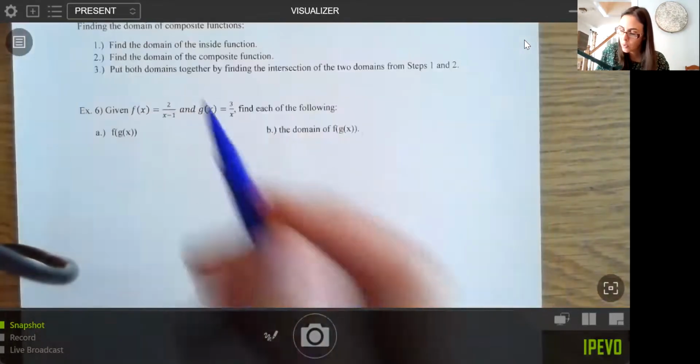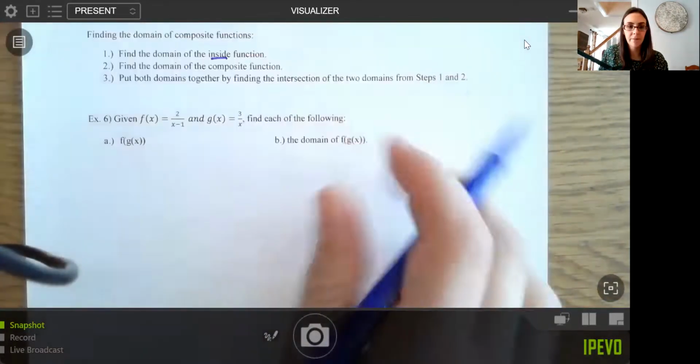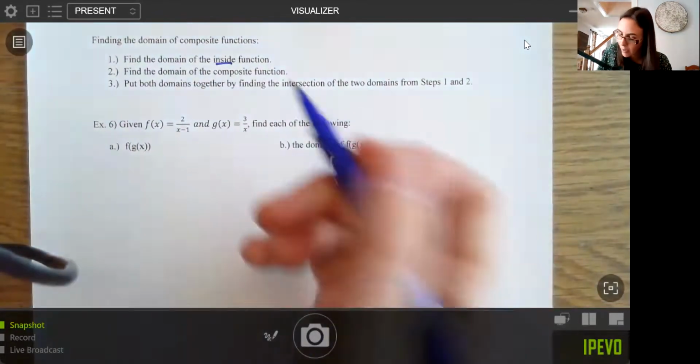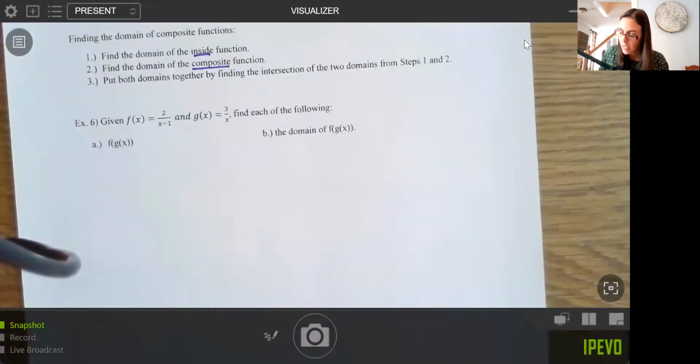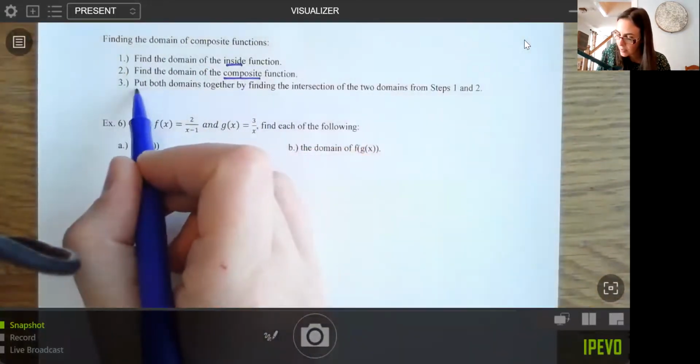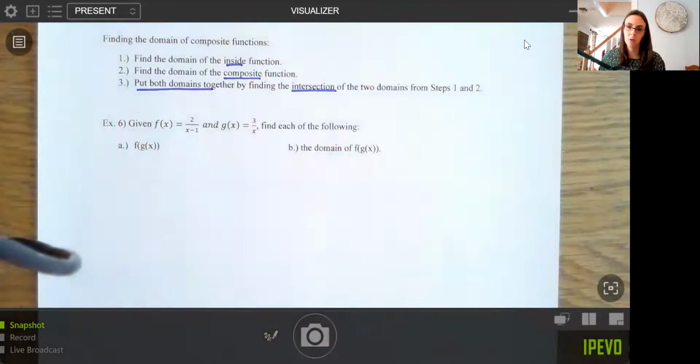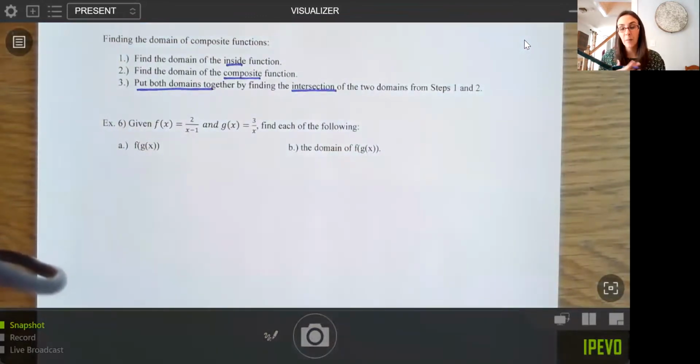So you first find the domain of the inside function. Then you find the domain of the composite function, so like the whole function that you found the answer to. And then you put both domains together by finding the intersection of the 2 domains. And again, for me, I think that's the easiest way to do it. So let's do one more example, and let's also find the domain here.